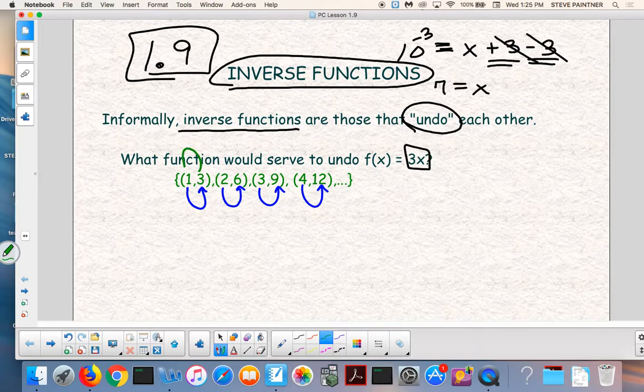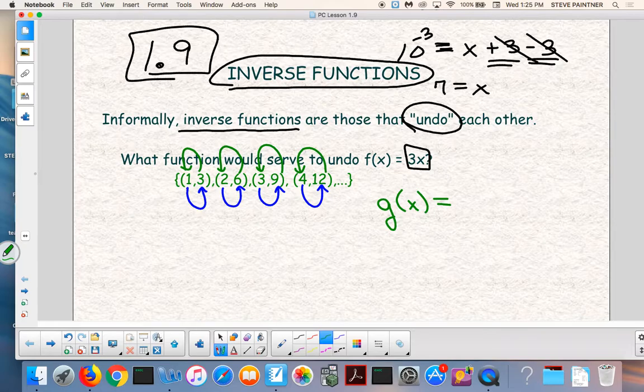I want 3 to go back to 1. I want 6 to go back to 2. I want 9 to go back to 3. What function would undo that? I'm going to just call it g of x. This is the inverse function. So I want 3 to go back to 1, and 6 to go back to 2, and 9 to go back to 3. Gotta use the variable x. X over 3.